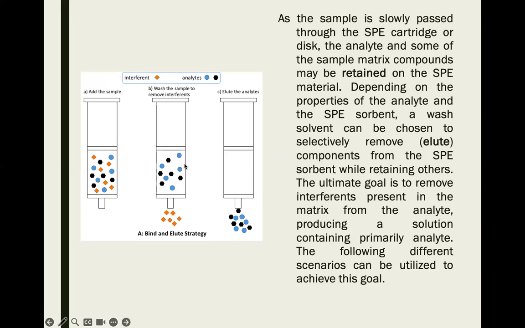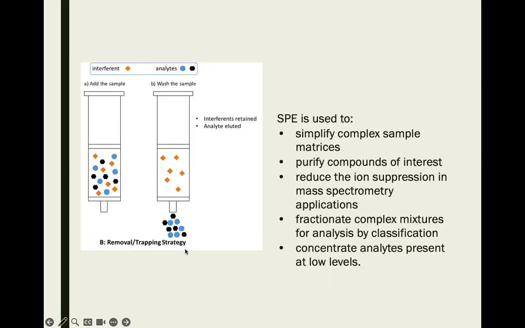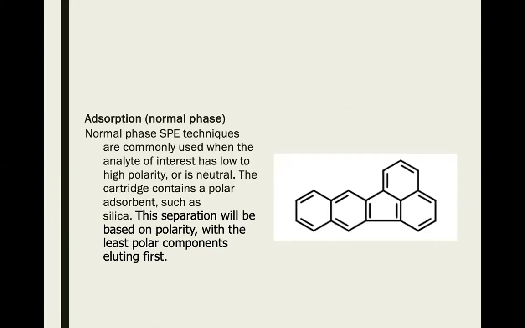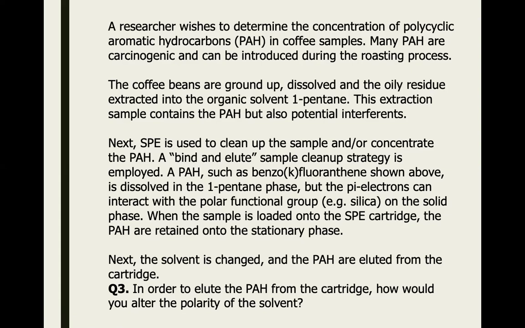Because of the pi electrons, they interact with the functional group of silica, so they are trapped first. The rest, the interferents, will be eluted out with a proper solvent. Once the interference is done, we need to use another solvent, a change of solvent, to elute out the PAH that is bound to the SPE.